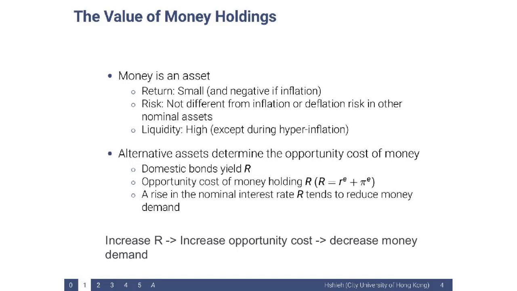Okay, so you can already imagine that there should be a negative relationship between R and money demand. As you increase R, you increase opportunity costs and decrease money demand, right? If you decrease R, you lower opportunity costs and increase money demand. Yes, that's the intuition here.